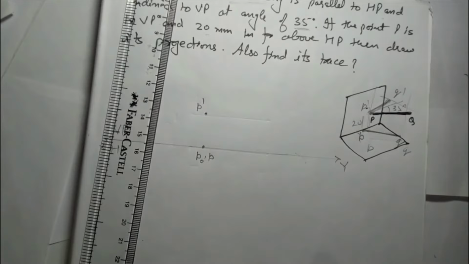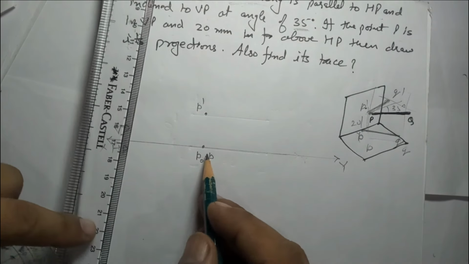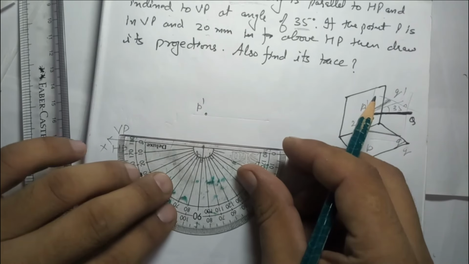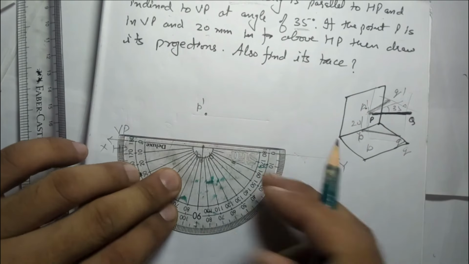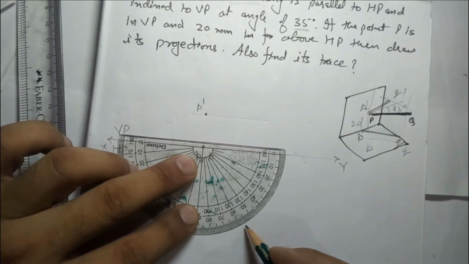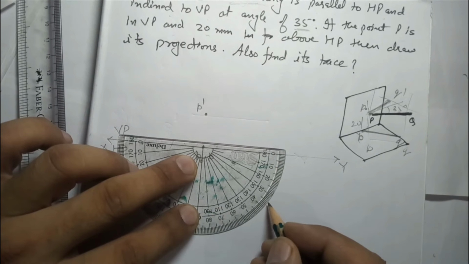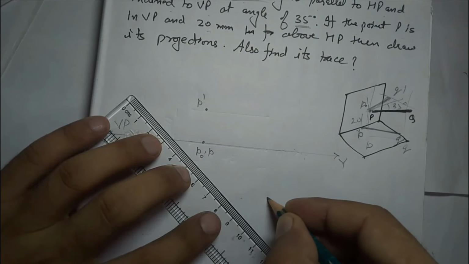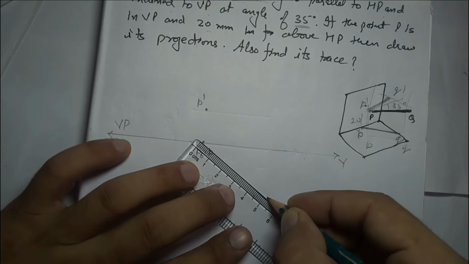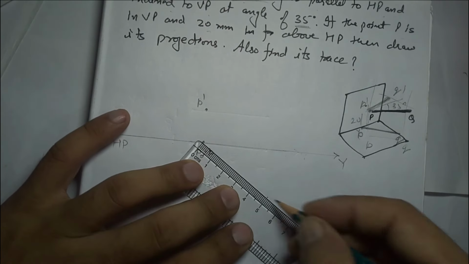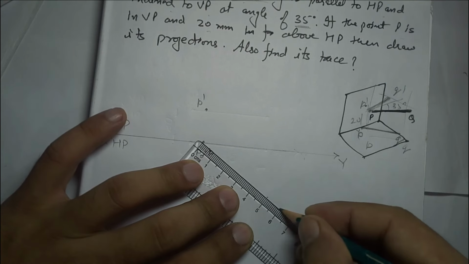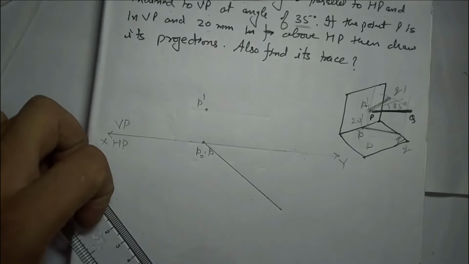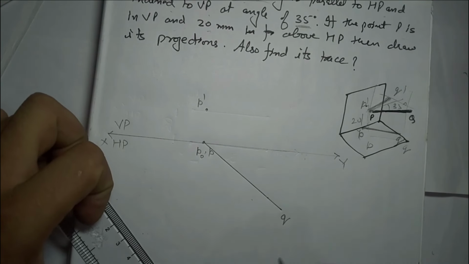It has an angle of 35 degrees. When the line is inclined to VP, the angle will come below XY. So now put the protractor like this, 0 on the XY line. From this side I have to measure the angle. The angle is given 35, so I'll measure exactly 35. This is the point I get. The length of the line is given 60, so I'll mark exactly 60 mm on this angle. I'm making it dark because this is the top view. So this is P and Q.